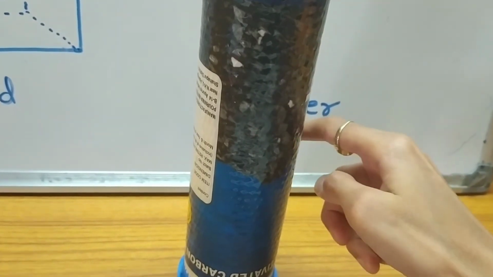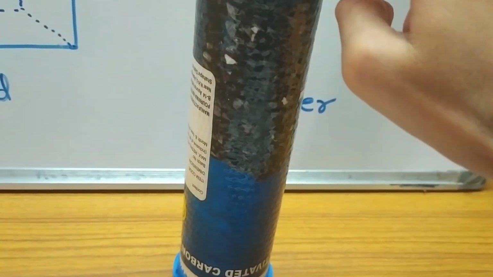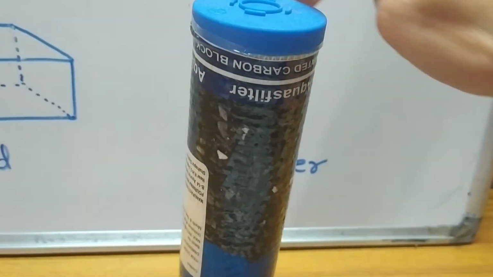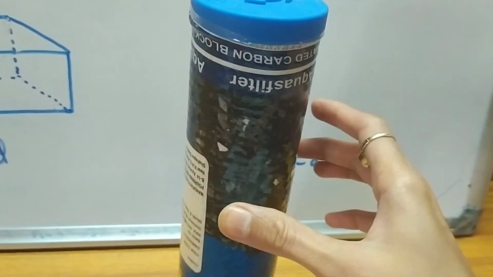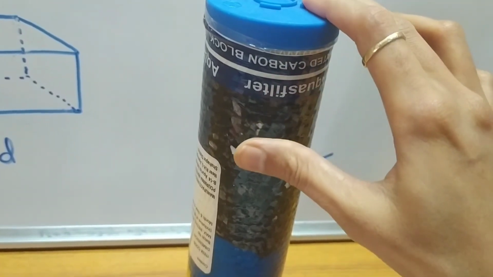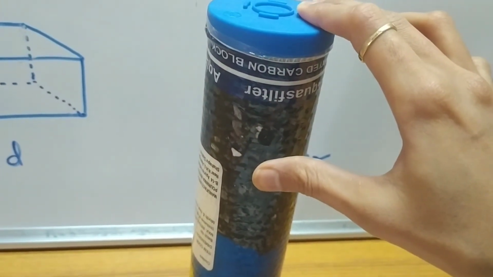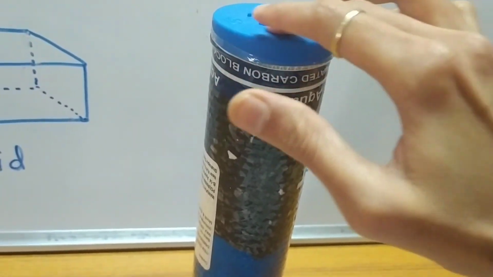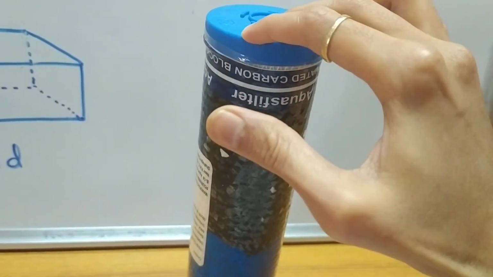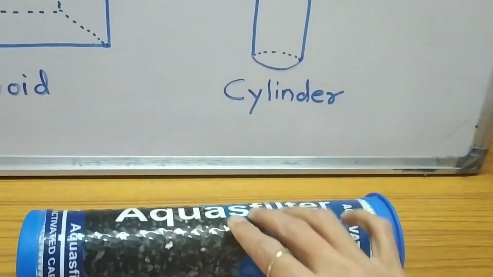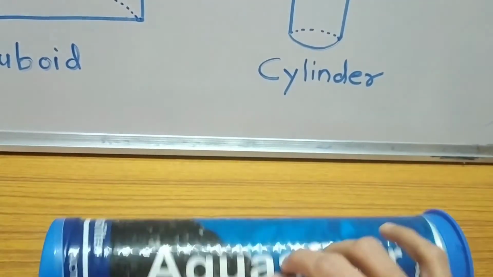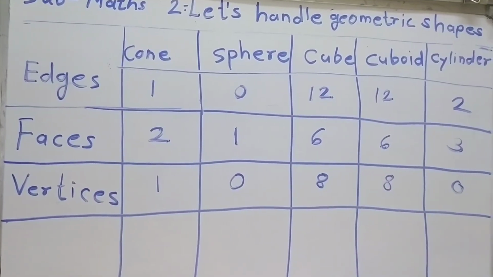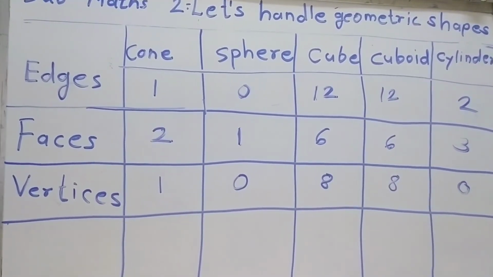So a cylinder has 2 edges but not a single corner. It has 2 edges but it has no corner. The base and top surface of a cylinder are alike, flat and circular. You can see these are the circular faces, and the turning surface between them is a curved surface. Understood, students?